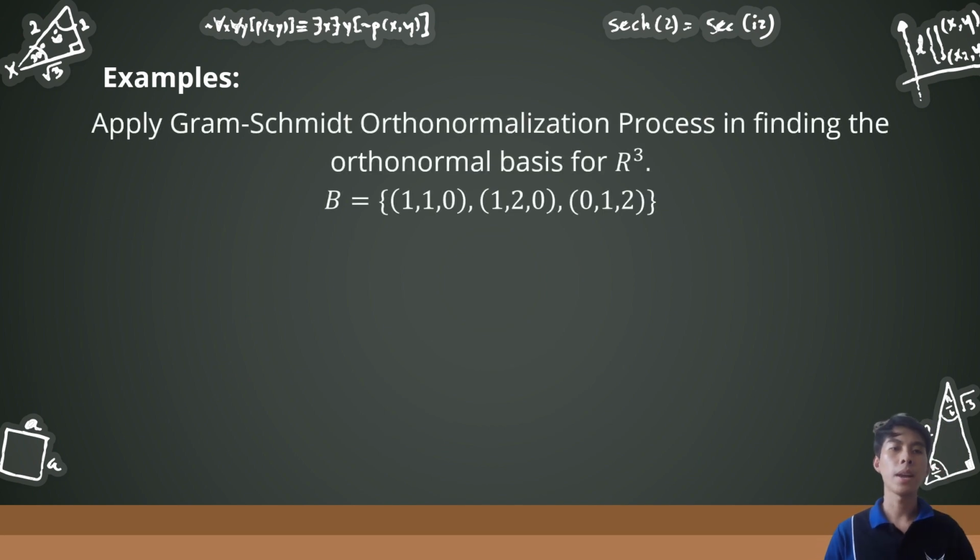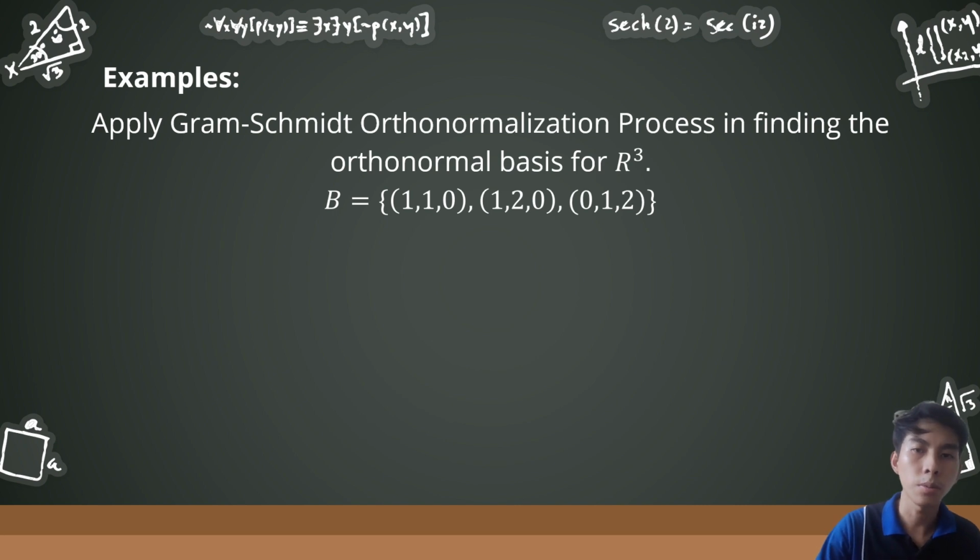Apply the Gram-Schmidt orthonormalization process in finding the orthonormal basis for R raised to 3, just like what I said earlier. So we have here given B equal to a set of 3 vectors. Vector number 1 is (1, 1, 0), vector number 2 is (1, 2, 0), and vector number 3 is (0, 1, 2).